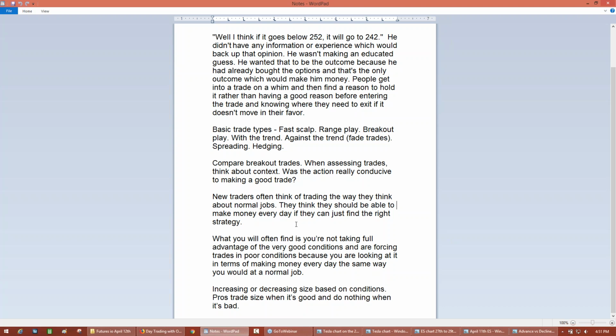This is something new traders don't acknowledge or understand in the beginning. New traders often think of trading the way they think about normal jobs. They think they should be able to make money every day if they can just find the right strategy. What happens is you're not taking full advantage of the very good conditions, and you're forcing trades in poor conditions, because you're looking at it in terms of making money every day the way you would at a normal job. Professionals, when they're in a good situation, trade size and increase their size. When it's a bad situation, they do nothing or substantially decrease their size. If their normal size is a 20 lot, they cut back to a 5 lot, and if they lose a couple of times in the 5 lot, they just quit until the trade is good again.